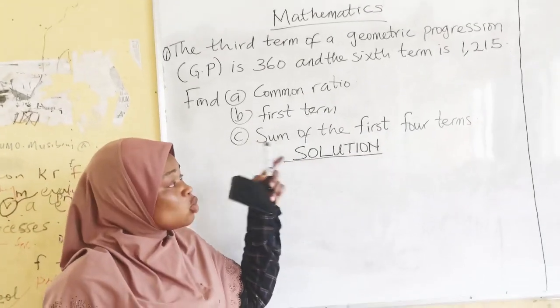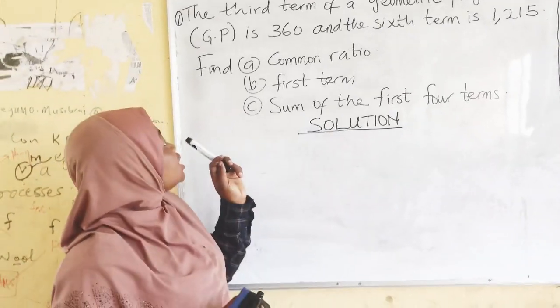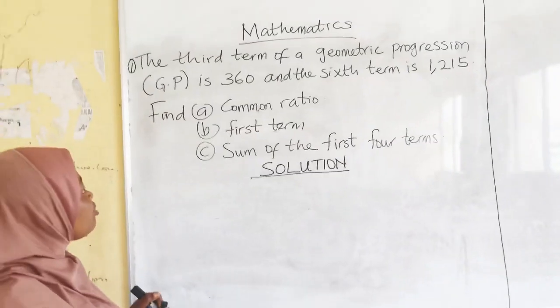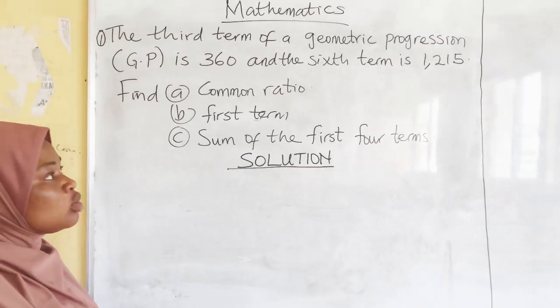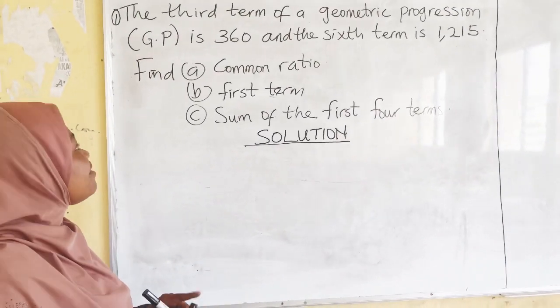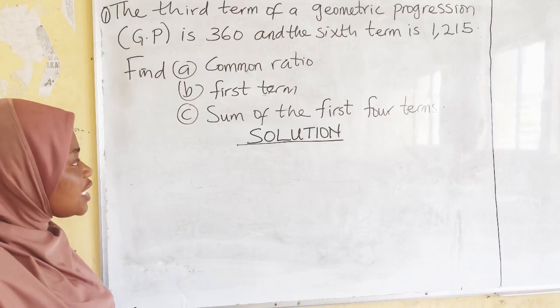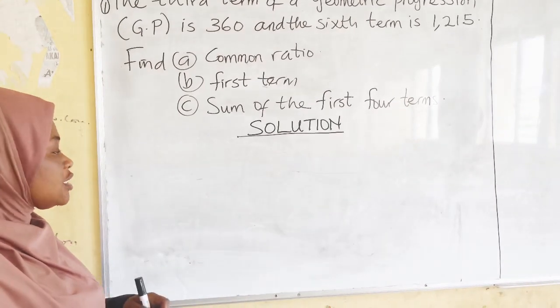So here is a WAEC question. The third term of a geometric progression is 360 and the sixth term is 1215. Find the common ratio, first term and sum of the first four terms.